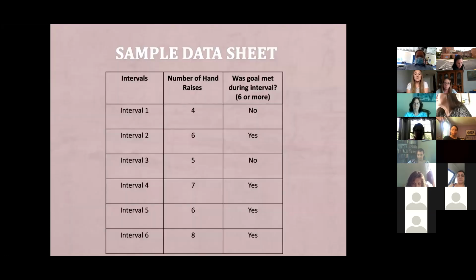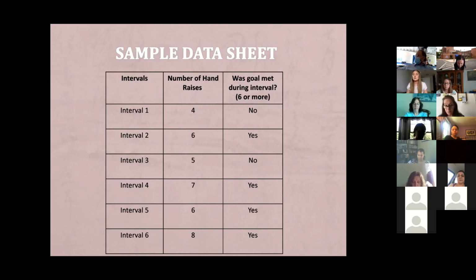In the next one, I like this one because it has the column of "was my goal met?" So again, like every other sheet, you have your intervals. This is tracking number of hand raises, so you have that column to put at the end of the interval: there was 4, 6, whatever. And then in the far right column, it has "was my goal met during this interval?" and you have your criteria right under there. You can just put a quick yes or no if during that specific interval it was met or not.